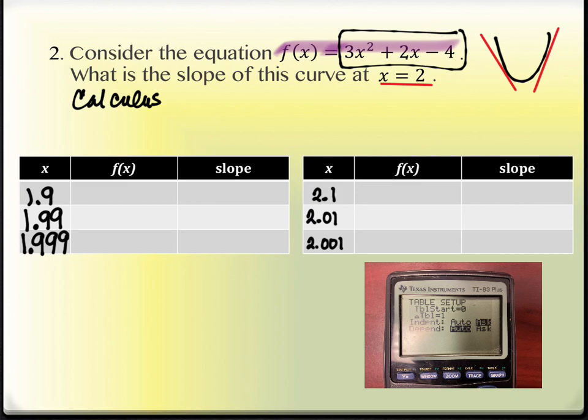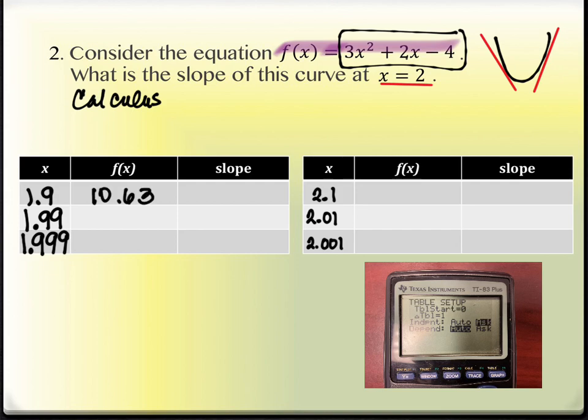Okay, great. We're going to put these x values in, and you can put all 6 of them in at the same time. That's totally fine. So 1.9, 1.99, and 1.999, and then 2.1, 2.01, and 2.001. Now, on the first one with the 1.9, my screen says 10.63. Does yours say 10.63? Wonderful. So over here, we're going to write down 10.63.